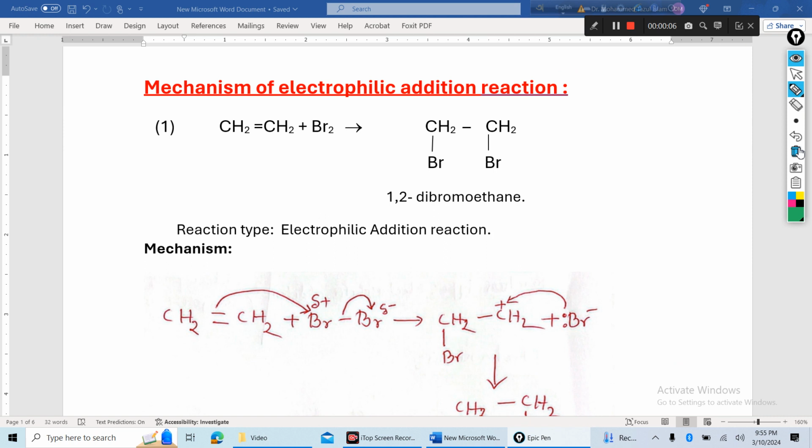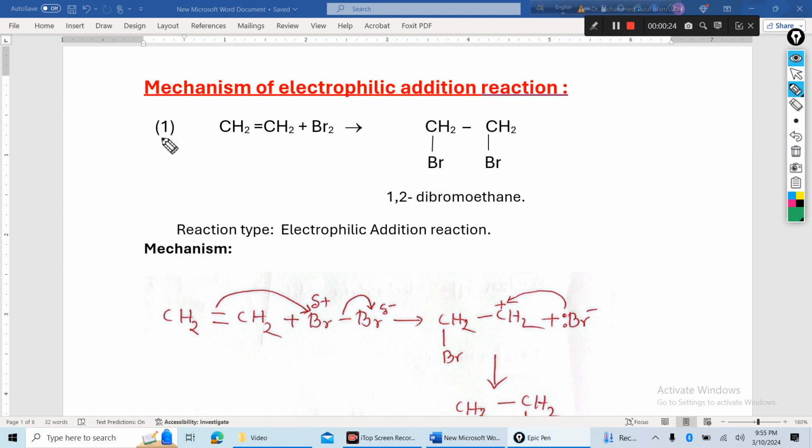Hello students, now I am going to discuss the mechanism of electrophilic addition reaction. Mechanism of electrophilic addition reaction.